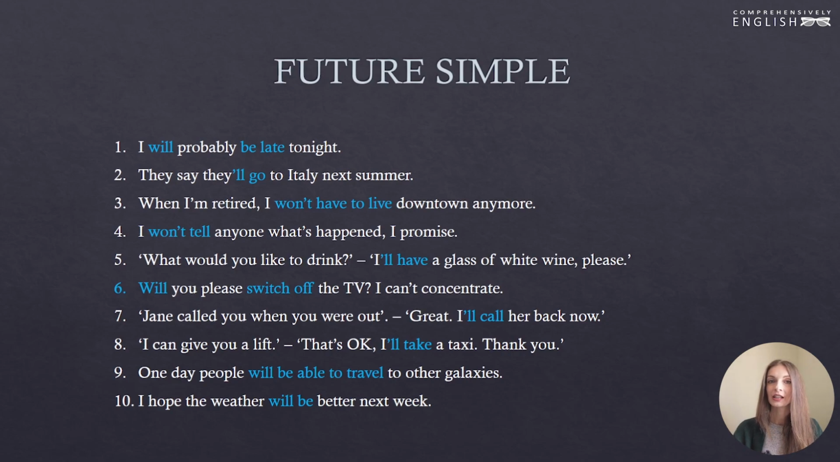As we have just seen, the future simple tense is used to express promises because promises are usually something that you give spontaneously, right? What would you like to drink? I'll have a glass of wine, please. It's a spontaneous decision. Will you please switch off the TV? I can't concentrate. It's a modal use of will here, so we ask somebody to do something for us.